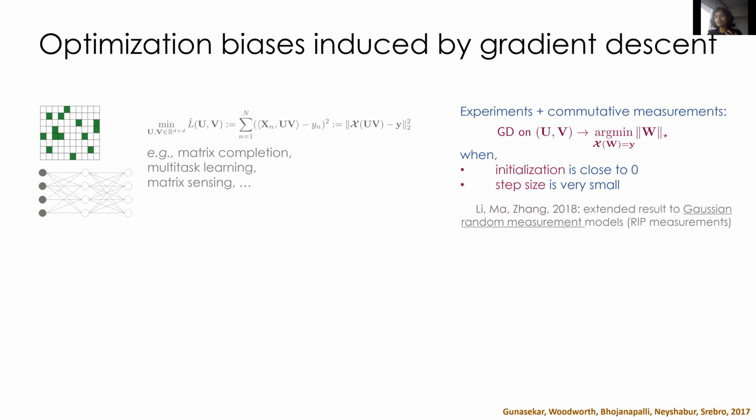And this happens under very specific choices of hyperparameters. Specifically, this happens when the initialization is very small and also the step size is very small. For theory, we need to quantify what this small means, but empirically, for the purpose of this talk, we'll just say that when we take the initialization to be very close to zero and the step size to be very small, we do observe that we converge to a minimum nuclear norm solution. And a follow-up paper extended our limited theory result to much more general settings with Gaussian measurements.